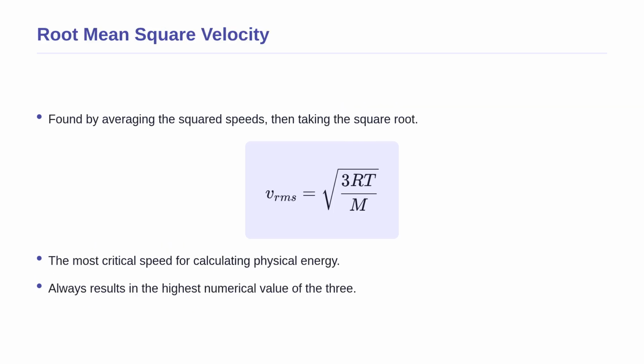Now that we have seen the first two speeds, we arrive at the third and most important one for calculating energy, the root mean square velocity. Conceptually, this is found by squaring all the individual speeds, finding the average of those squared numbers, and then taking the square root. In the formula, the numerator contains the number 3 instead of 2 or 8 over pi. The variables R, T, and M retain their exact same meanings. Out of the three types of speeds, the root mean square velocity always results in the highest numerical value. If you double the temperature of the gas, this velocity increases by a factor of the square root of 2.